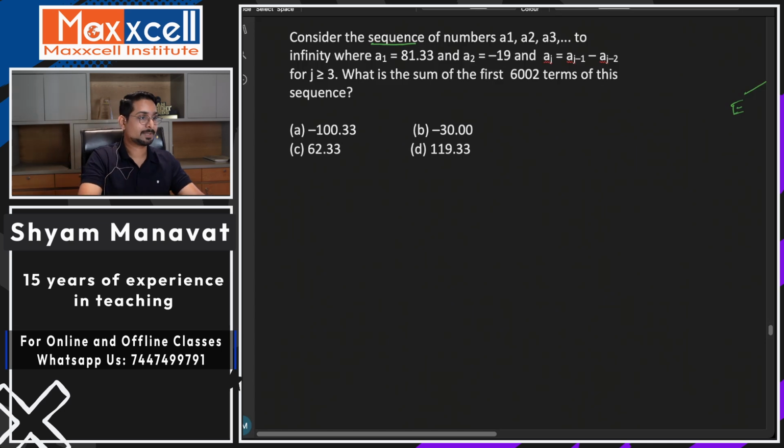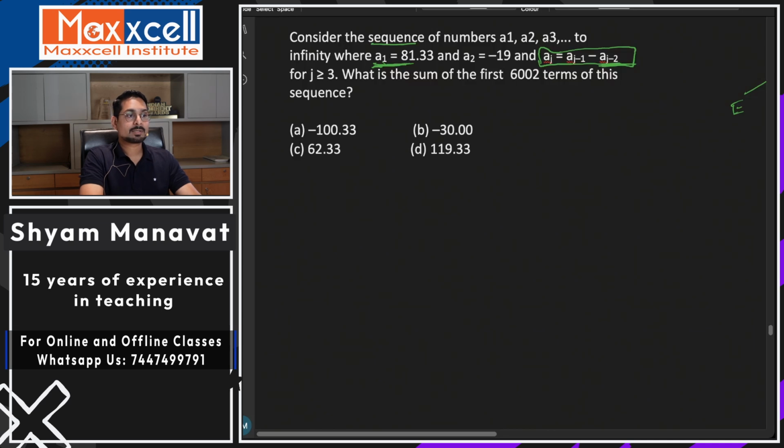That is a sequence, right? Okay, where the first term a1 is 81.33, a2 is minus 19, and aj is equal to aj minus 1 minus aj minus 2. All right, this is important. That's the rule for this sequence, where j is greater than or equal to 3. Obviously it has to be, because here they are mentioning j minus 2. So if you substitute j equal to 2, this becomes the 0th term, and the 0th term is not there. The first term is a1 as per the question.